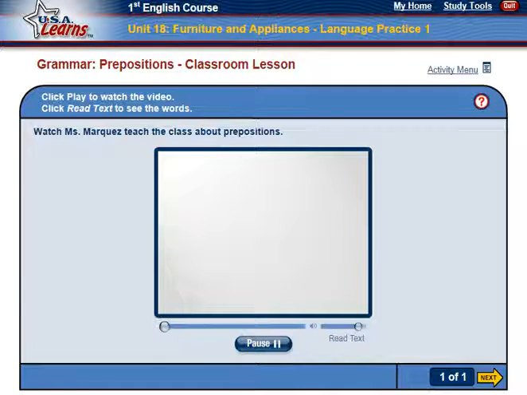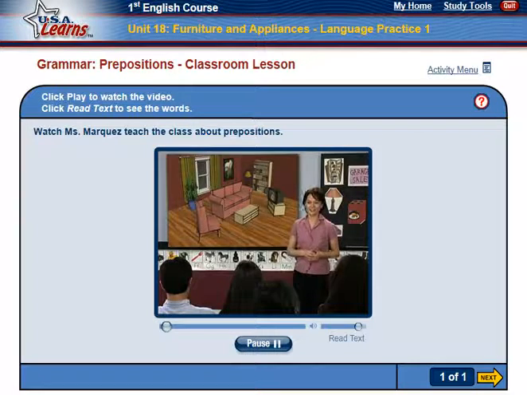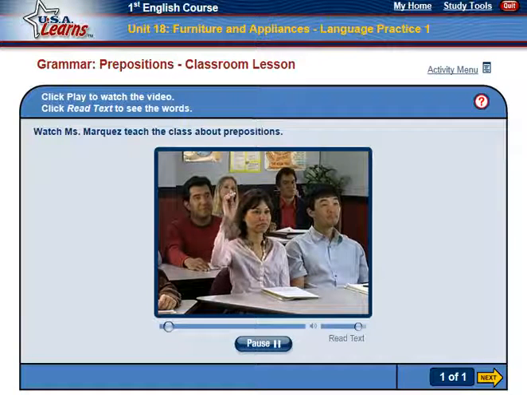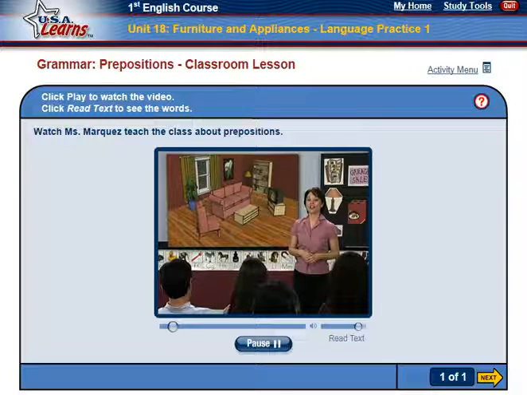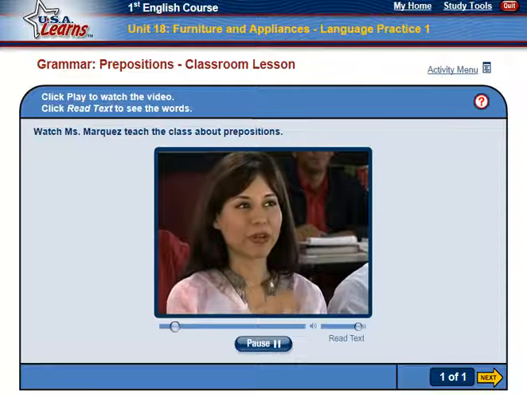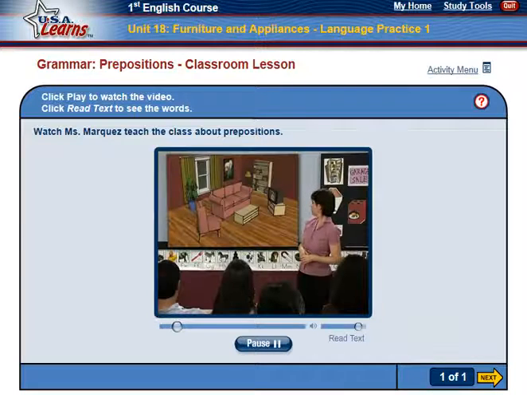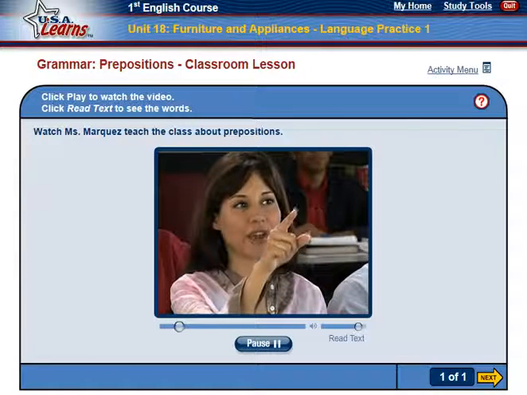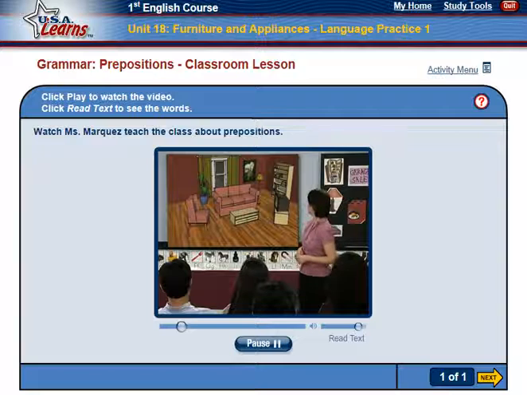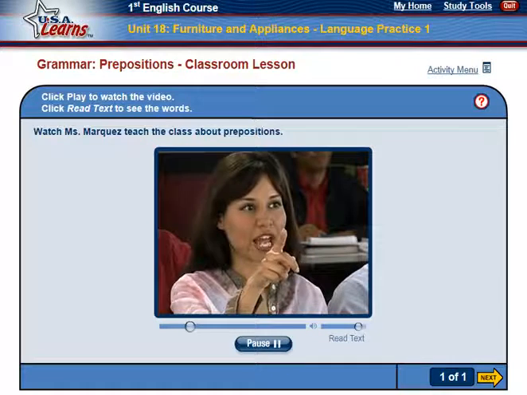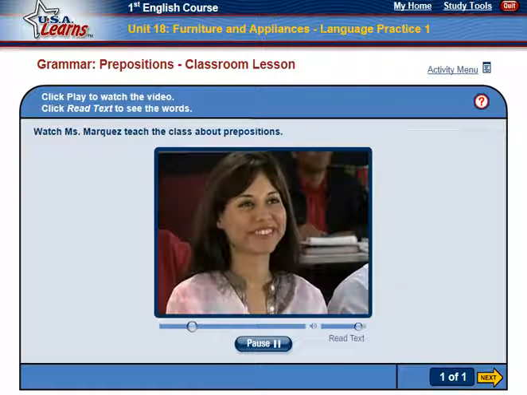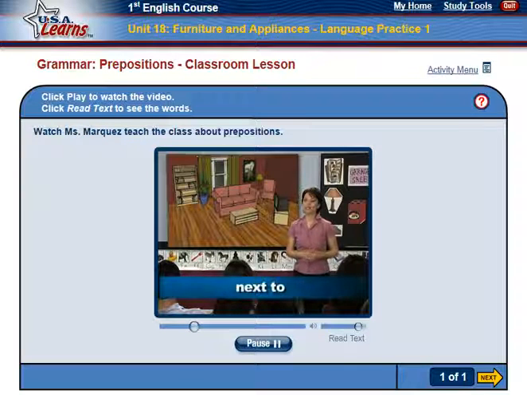Does everyone like this living room? I don't like this living room. Okay, what do you want to change? The bookcase and the chair. I like the chair on the right. Okay, you like the chair next to the lamp, like this? Yes, the chair next to the lamp. Good job, Celia. Next to is a preposition. Let's learn about prepositions.